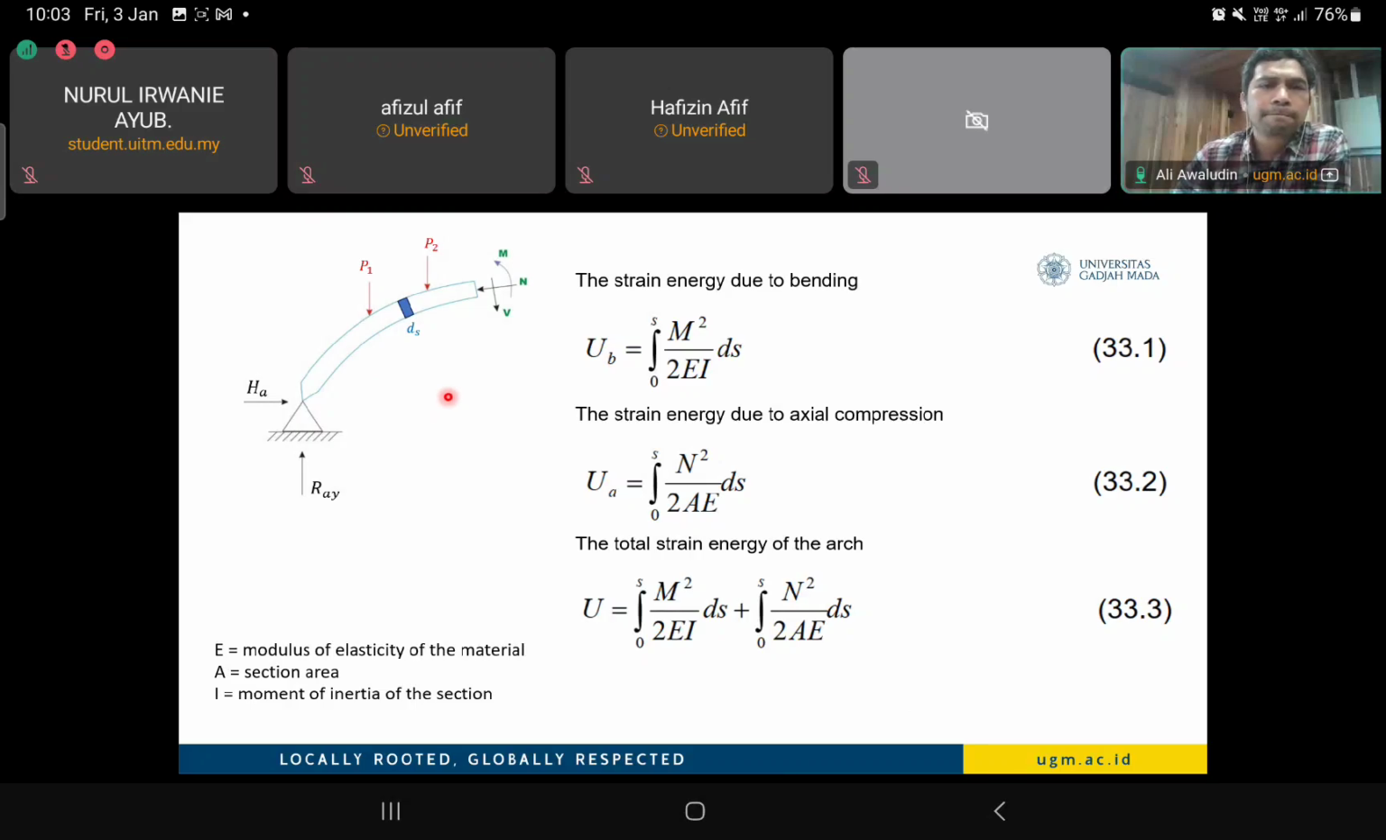So here, I will try to evaluate the internal energy in the member, in the arch system. This is the energy coming from the bending moment. In a small portion ds, this is the energy coming from the bending, and this is the energy coming from the normal forces. So we neglect the energy coming from the shear forces.